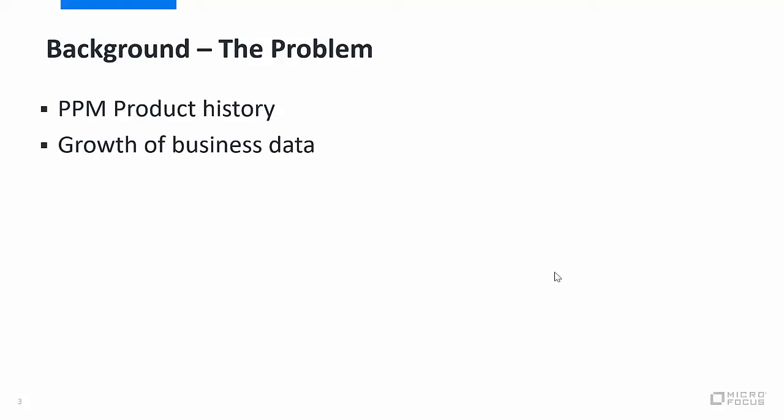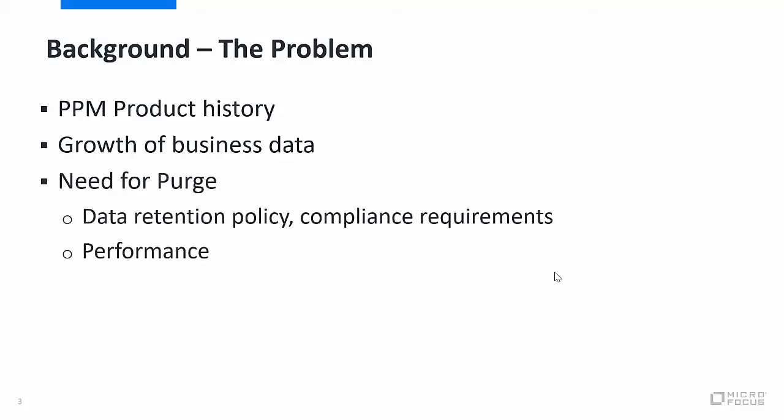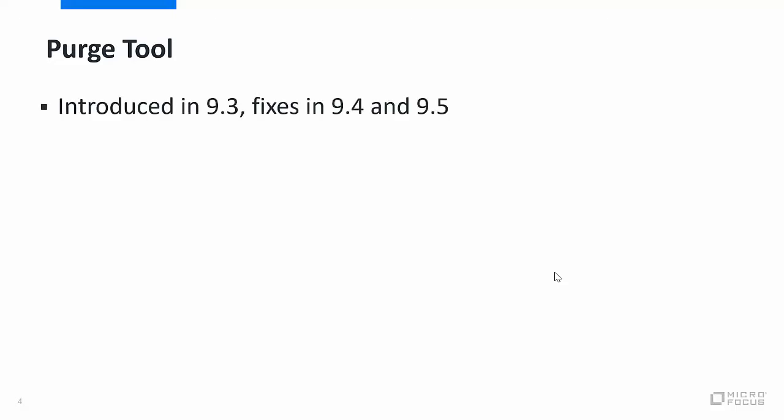Some organizations have strict compliance policies as well for data retention. And hence, in some cases, the organizations are also looking for an option to purge unwanted old business data safely from their environments, maintaining data integrity and also to boost the system performance. So that's why the PPM product has introduced this purge tool. This tool was first introduced in PPM version 9.3, and there are some main defect fixes that went in for versions 9.4 and 9.5.